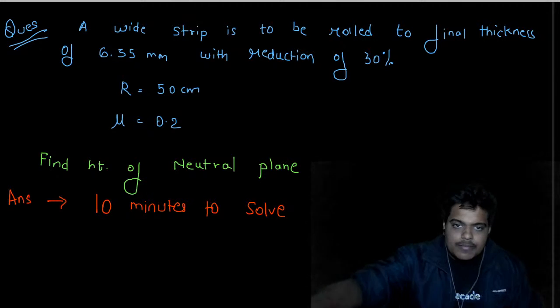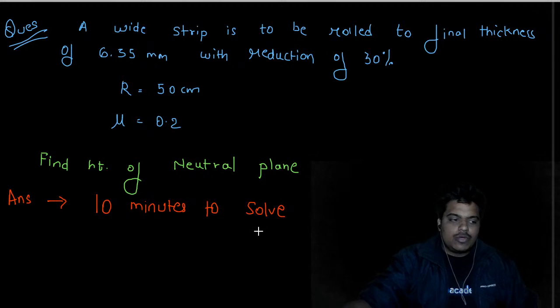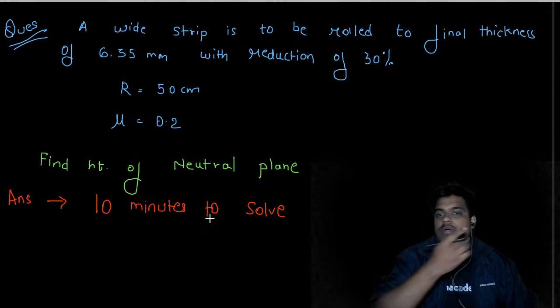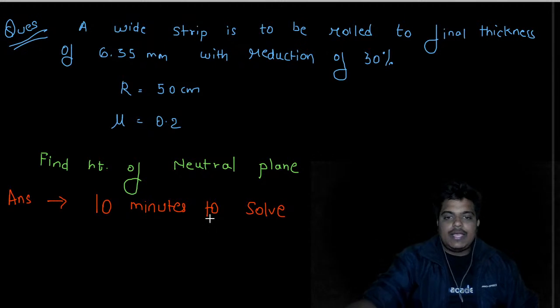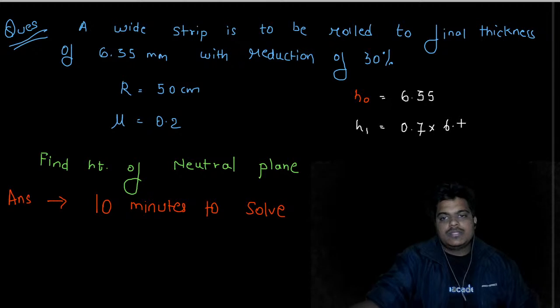Dekho simple si baat hai, main ek cheez kar de raha hoon aapke liye, the half problem will be solved. First of all try to find out what is the thickness. So in this question h naught is given as 6.35 and h1 is after 30% reduction, that is 0.7 into 6.35.